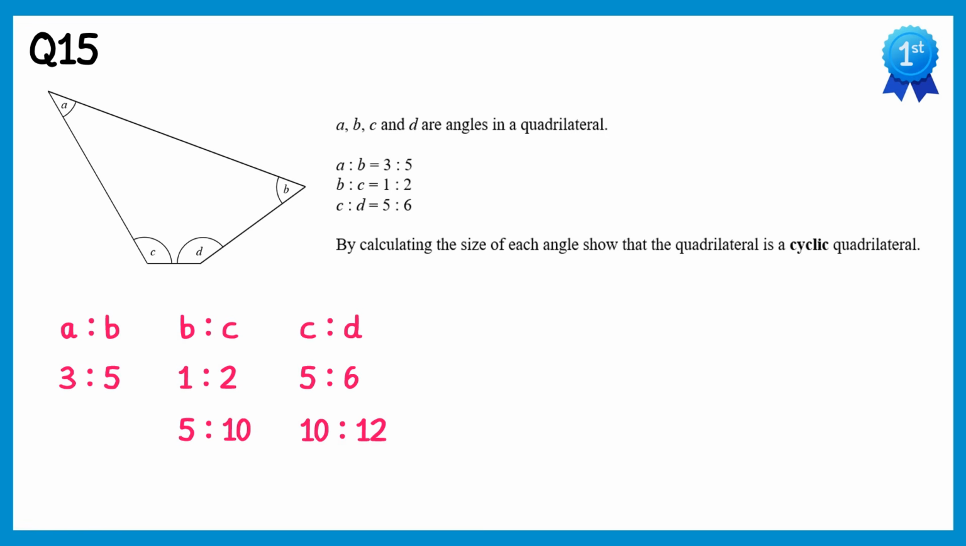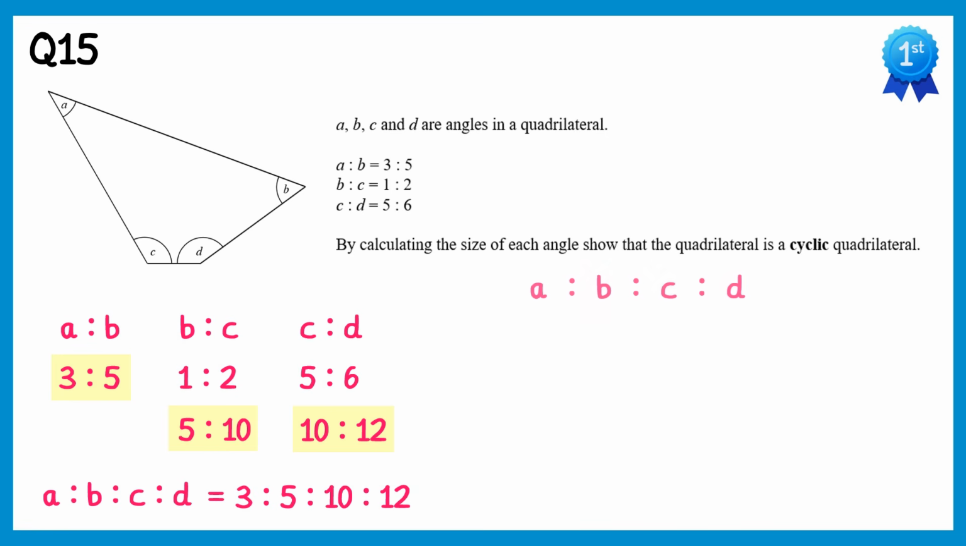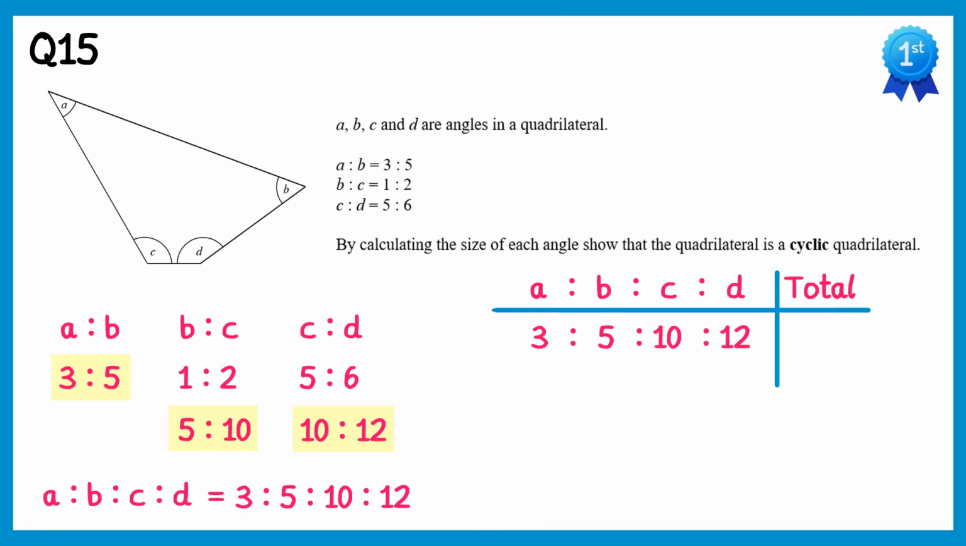So if we take these ratios here, you can see that A would be 3, B would be 5 in both of them, C would be 10 in both of them, and then D would be 12. So the ratio for A to B to C to D is 3 to 5 to 10 to 12. Now, how does this help us with the question? So there are 4 angles in this question. We'll write out the ratio and also create a total column. So the ratio was 3 to 5 to 10 to 12. And if we add up all of those parts, 3 add 5 add 10 add 12, you get 30.